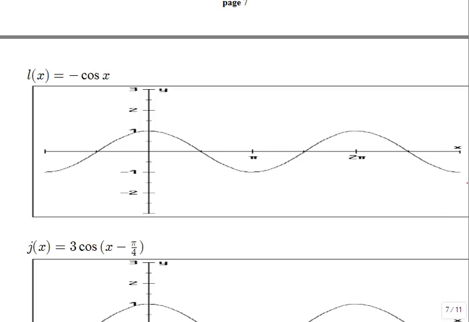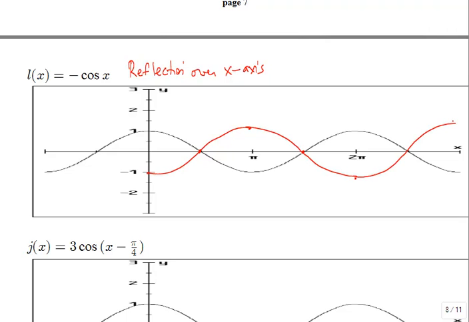Alright, next example. Now we have a negative out front of our cosine, which is a reflection. Because it's out front, that's a vertical reflection over the x-axis. So all that does is flip this graph upside down. So instead of starting at 1, we're going to be down here at -1. This 0 will stay 0. Instead of being down here at -1, that flips up to 1. 0 stays 0. And this 1 flips down to -1. So it's that same U shape, but this time it's upside down. And then you could continue the pattern from there.